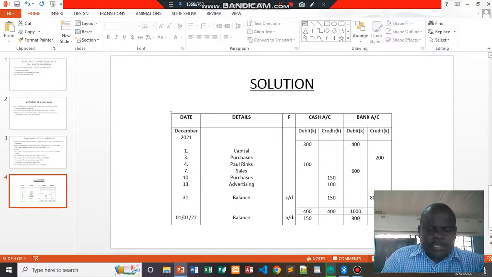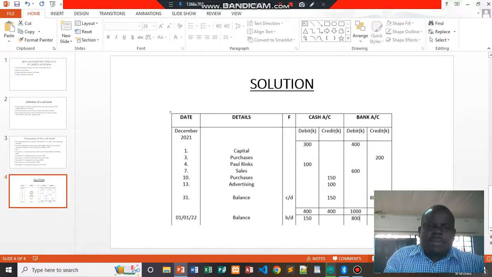Okay, the date upon which the transaction took place. In this case, this transaction took place on 1st December, so the date has to be indicated in the date column, and also the account which is affecting the other account, in this case, which is the cash account.